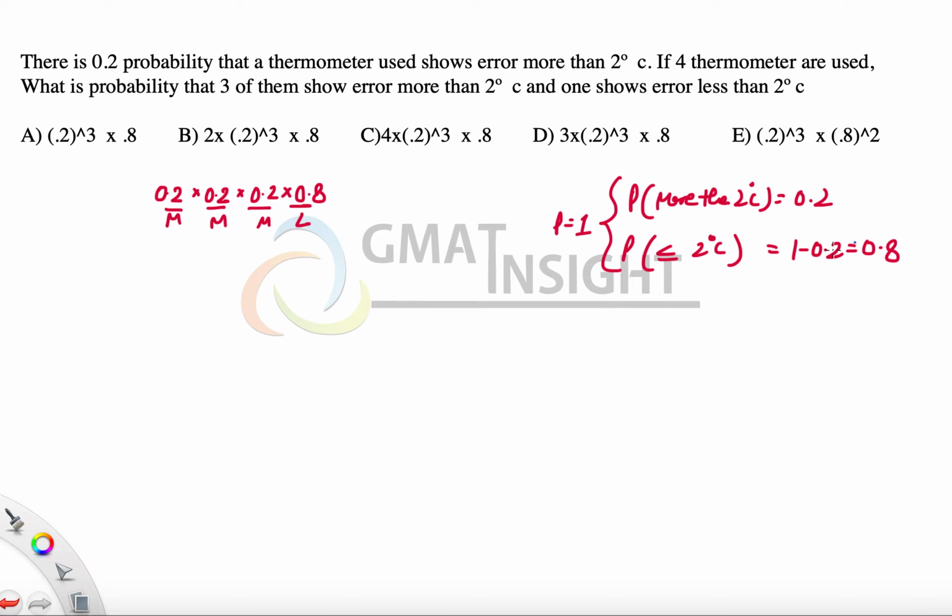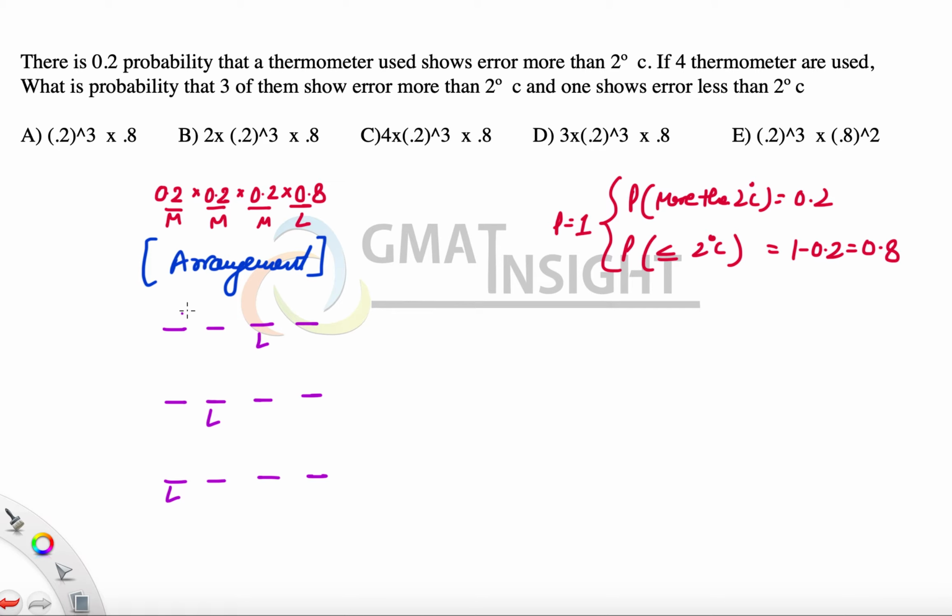The issue is that we did not consider which 3 thermometers are showing more than 2 degrees Celsius error. Since we are taking the arrangement into account here, we have to ensure that we consider the arrangements of the 4 thermometers, in which the thermometer showing less error can be at any one of these 4 places. So while we have the first case like this, the second case could be when the less error thermometer is at third place, the third possibility is when it is at second place, and the fourth possibility is when it is at first place, and the remaining 3 places have more error.